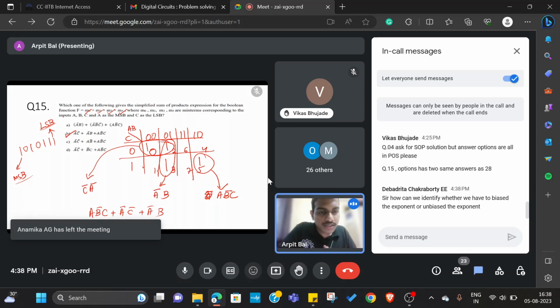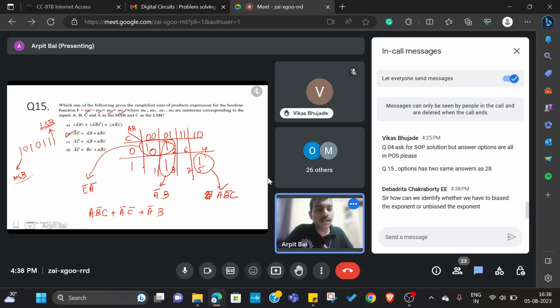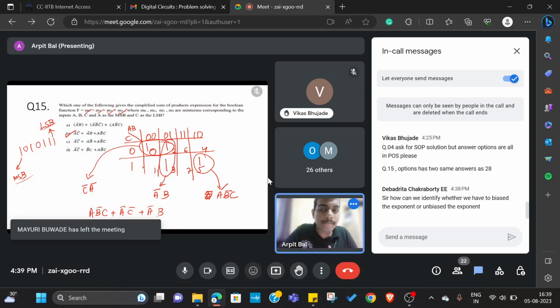Okay, so there is a question: how can we identify whether we have to bias the exponent or unbias the exponent? Okay, so if it is already represented in the floating point format, it means that the exponent that is present here is biased, right? So if you want to convert from floating point format to a scientific notation or any other standard format, you need to unbias that exponent. Okay, does that answer your question, Devadrita?